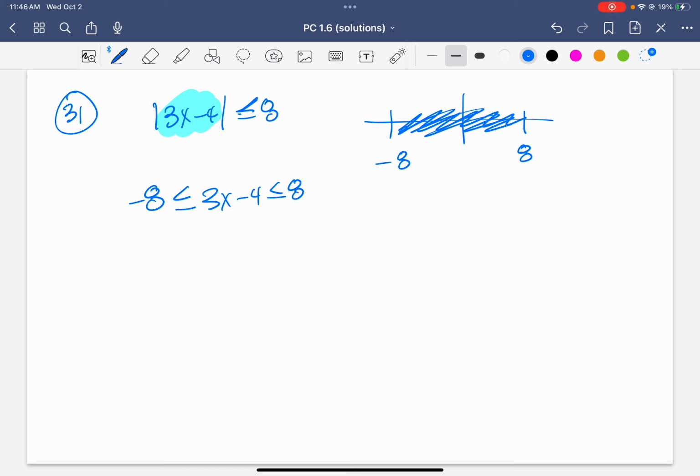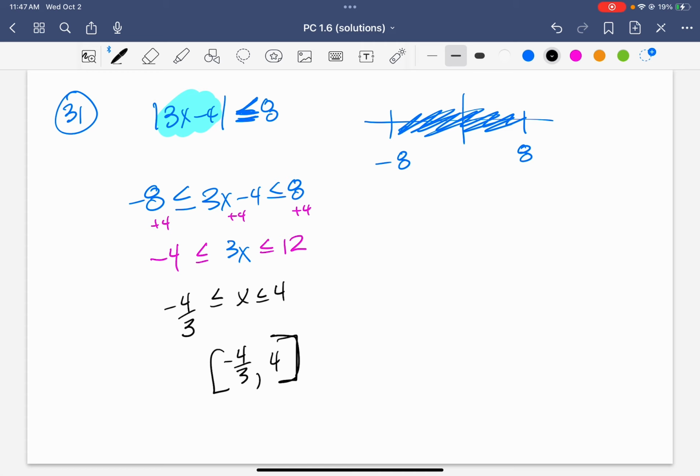So notice when we have this less than or equal to, we're always going to be working with a compound inequality. So if you now add 4 to each piece of the compound inequality, you get 3x is less than or equal to 12, greater than or equal to negative 4. And then if you divide by 3, you get that x is in between 4 and negative 4/3. So we would say negative 4/3 to 4 including, and they're both including because we have equals.